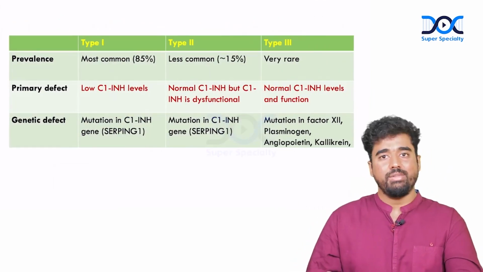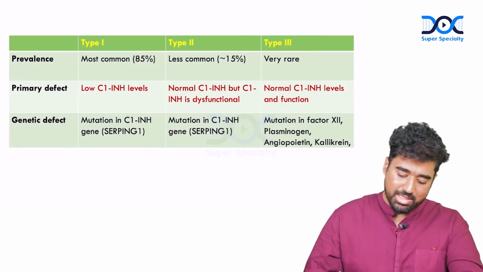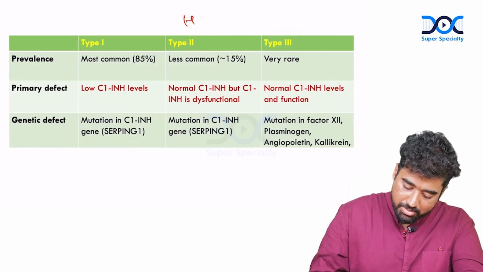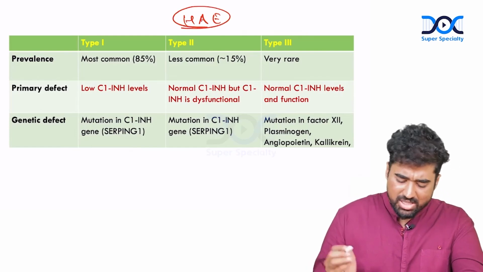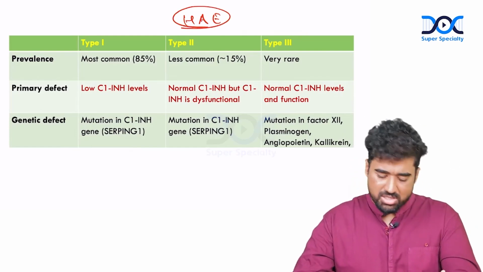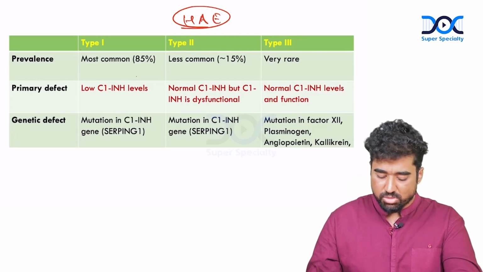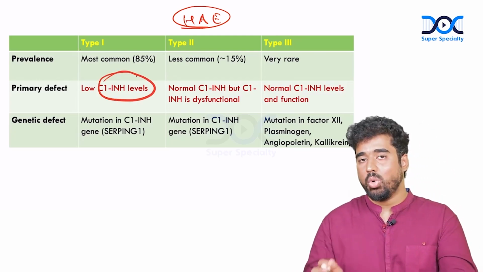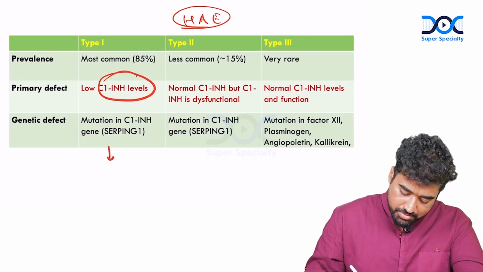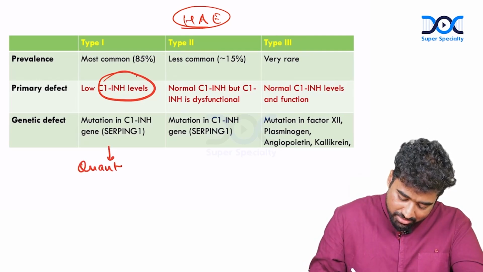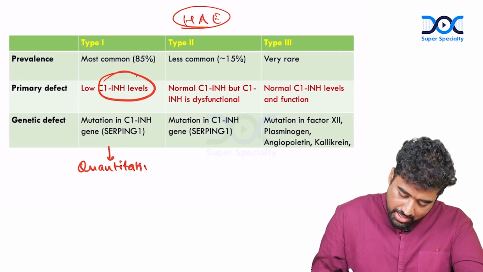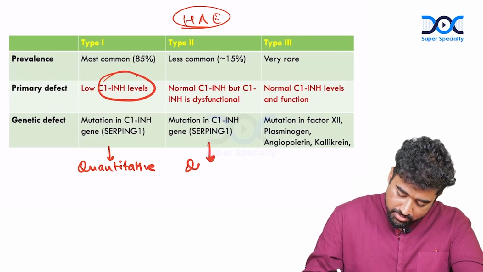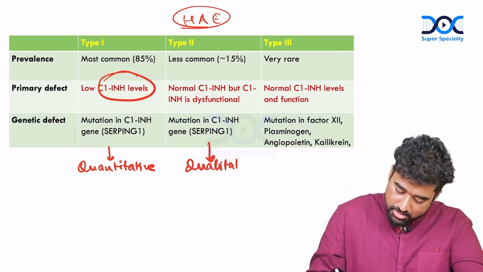Then you have this question which has been asked in your INI SS once, that is the difference between various types of hereditary angioedema. You can easily remember, usually the depth of it is not asked. The main difference that you have to remember is that the levels of C1 INH are low in type 1. So here it is more of a quantitative defect, while here it is more of a qualitative defect.